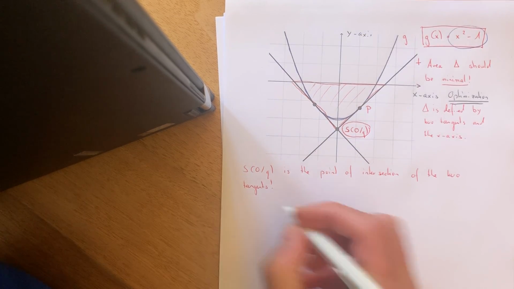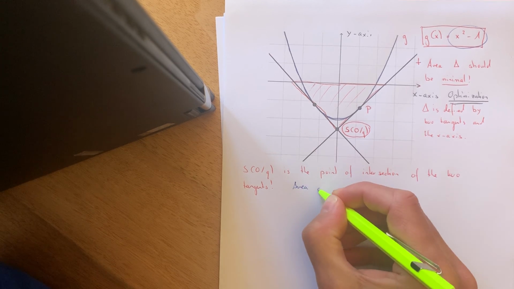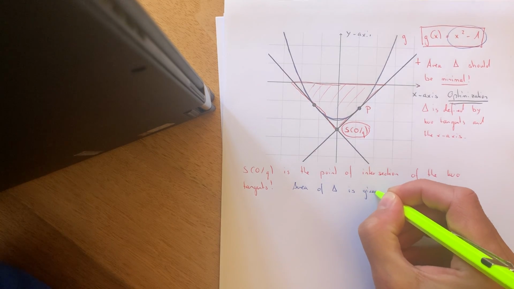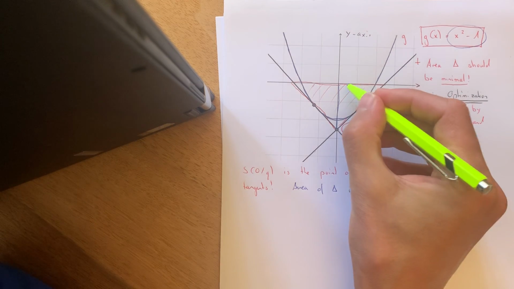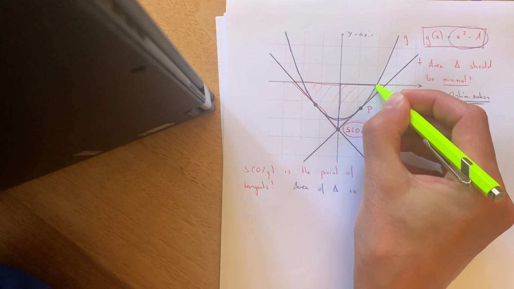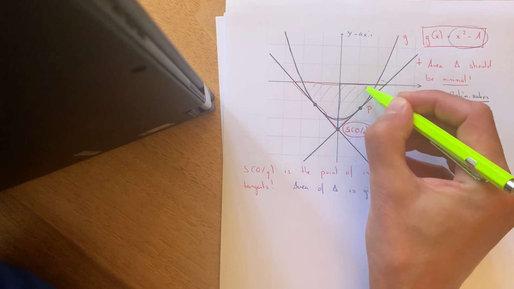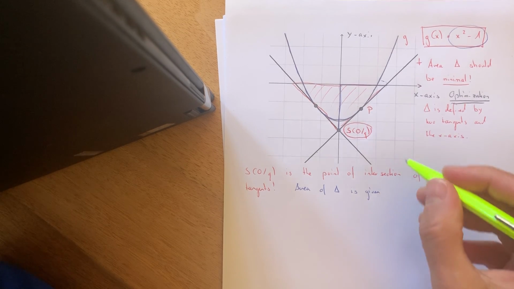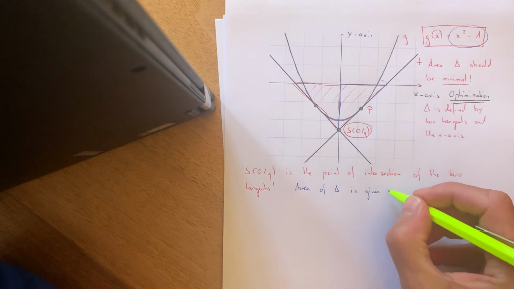Okay, so the area of our triangle is given by the length of this line here times the length of this line here. Well, because this line here is just a half of the length of the whole baseline of the triangle. So the area of the triangle is given by the length of this line, which is the absolute value of Q.